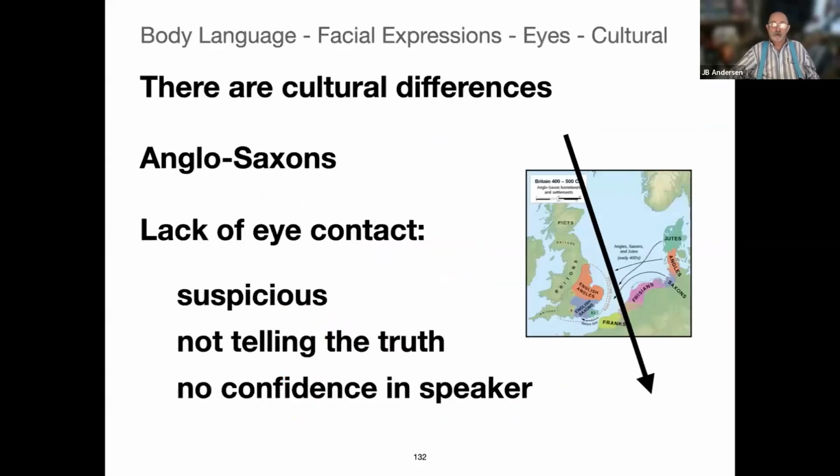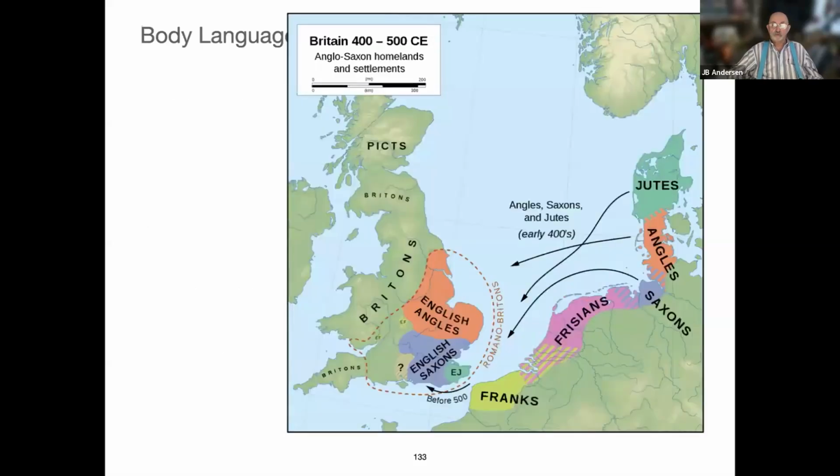Cultural differences in eyes. We're going to talk about Anglo-Saxons. A lack of eye contact from another person generally means they might be suspicious about something that goes on. They think you're not telling the truth. They have little, if any, confidence in you, especially if you're speaking to them. So lack of eye contact means I'm suspicious of you. You're not telling me the truth. I'm doubting you. I have no confidence in you.